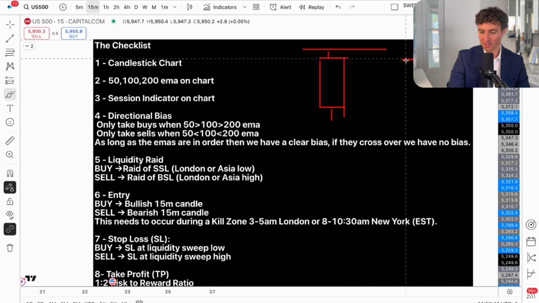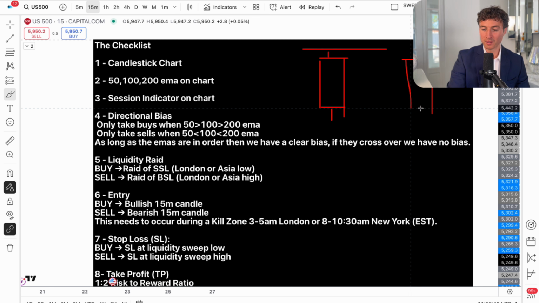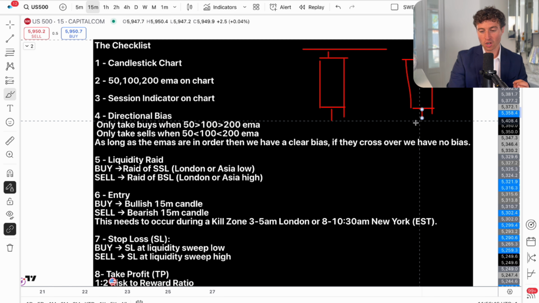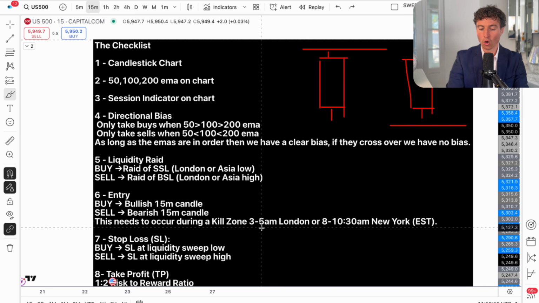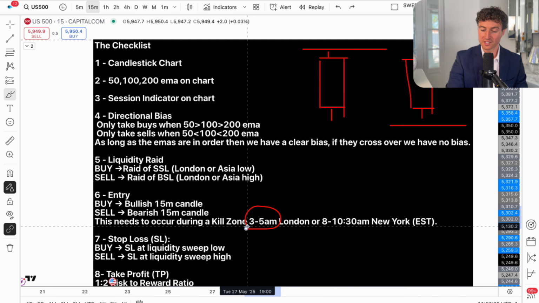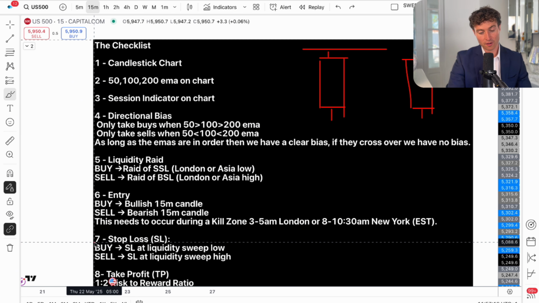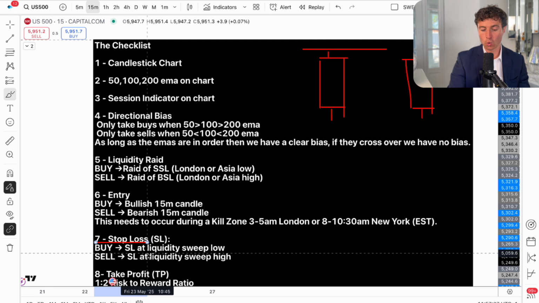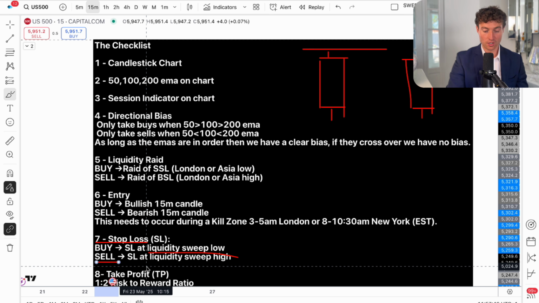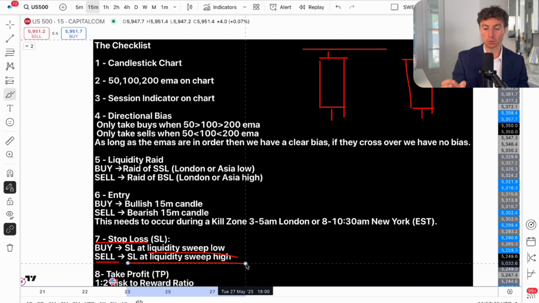Vice versa, let's say that this is a bearish 15-minute confirmation. We would enter on the break of this 15-minute bearish candle low as long as it was between one of these kill zones right here. Step 7, stop loss. If we're looking for buy positions, the stop loss always needs to go at the liquidity sweep low. And for sell positions, the stop loss goes at the liquidity sweep high.